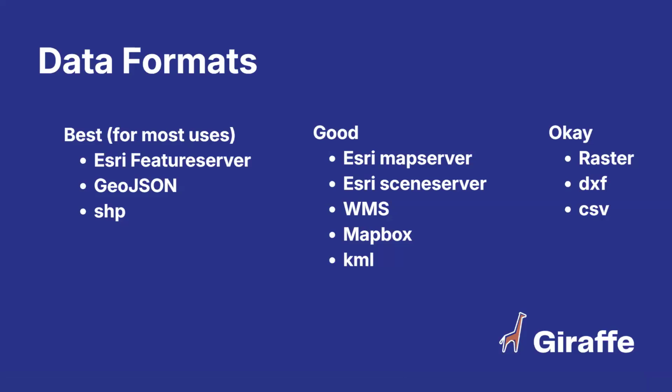So in my best gold standard favorite category are your Esri feature servers, your GeoJSON, and your shapefiles. The reason I rate these as best is because they are all vectorized formats. They're either a vector upload or the Esri feature server is vectorized. And that means that you are going to have additional capabilities within Giraffe of filtering, styling, sharing, and making that data really work for you.